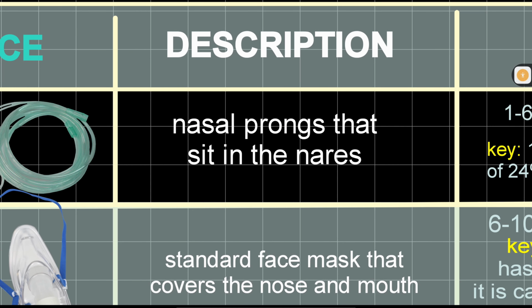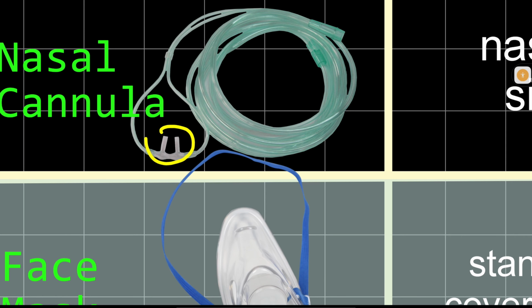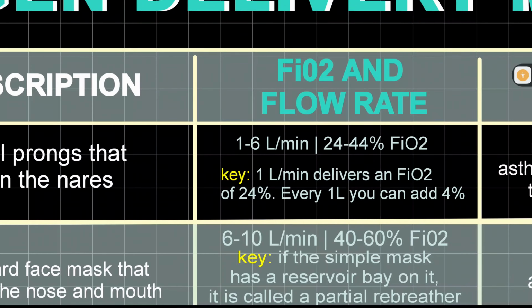This one looks like nasal prongs that sit in the nares. This part right here, you're going to put it in the nasal nares. All right, so nasal prongs that sit in the nares.